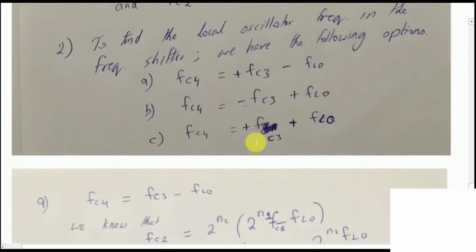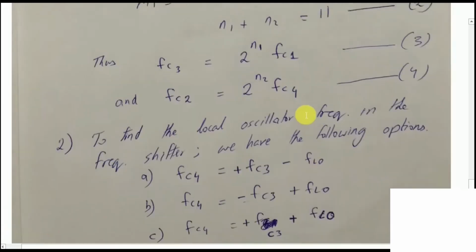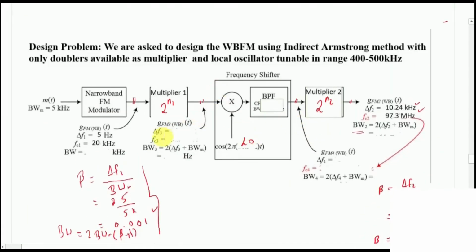So for that, there are several ways to look into it. It says that to find the local oscillator frequency in the frequency shifter, we have the following options. The first option is FC3 minus FLO, that is the frequency of the local oscillator. The other option is FLO, frequency of the local oscillator, minus FC3. That is the second option.